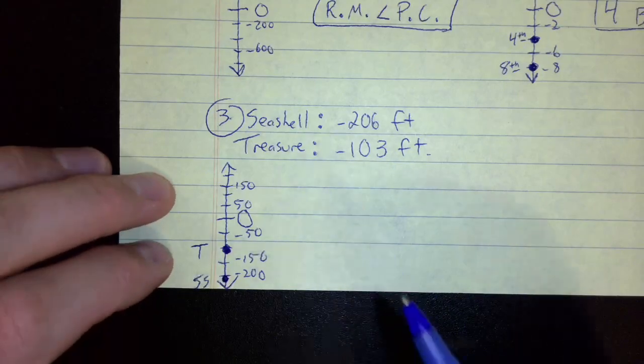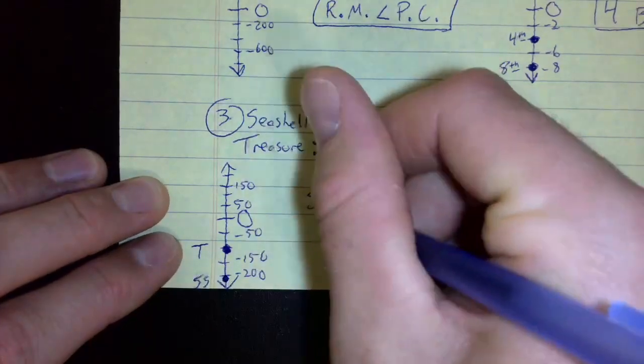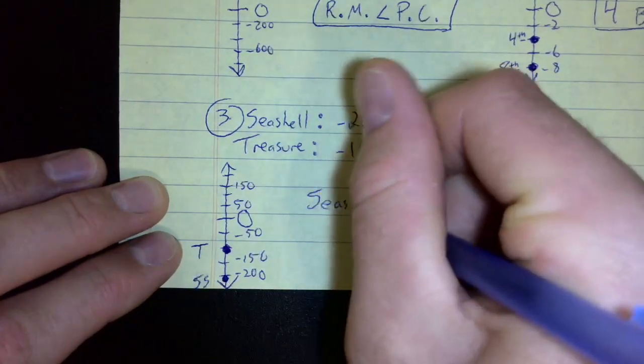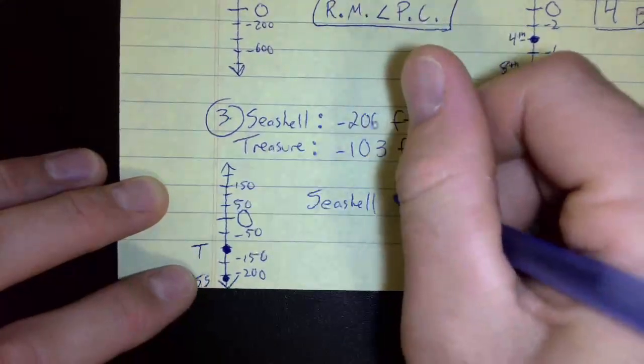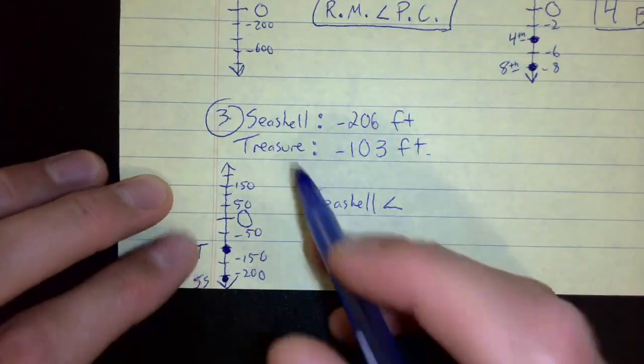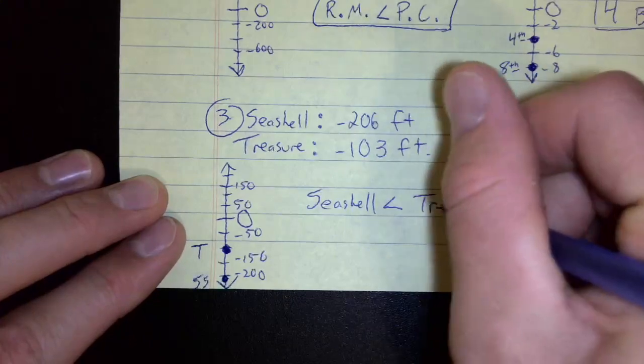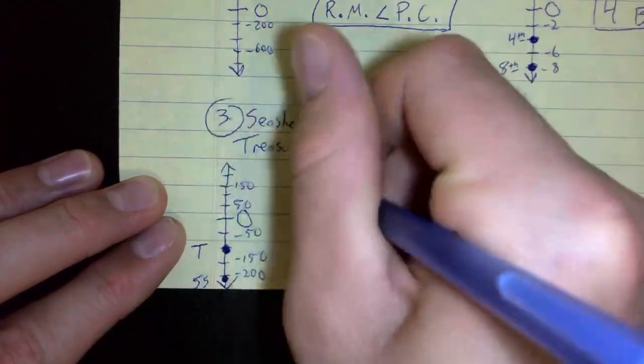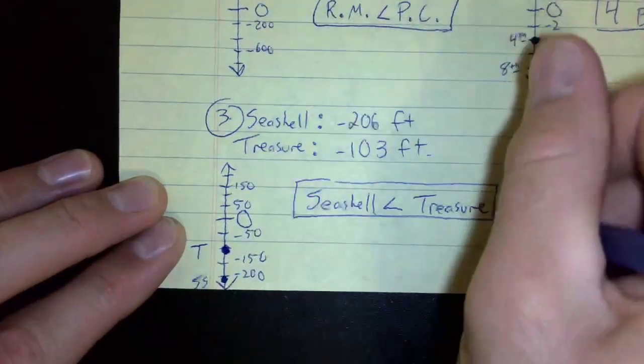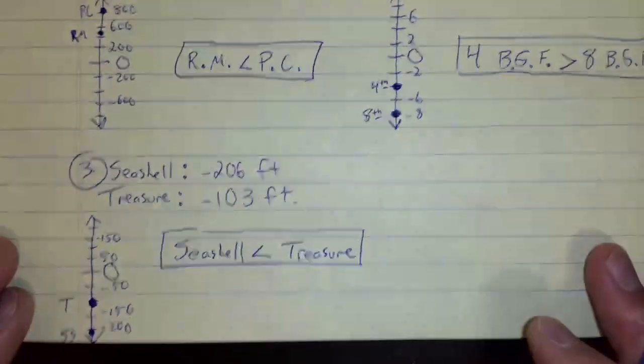Step 3 is just going to be compare. So your seashell is going to be less than, further away from 0, than the treasure. That's it. Less than is your answer. Let's go and try another one.